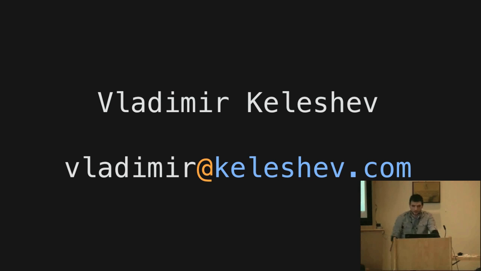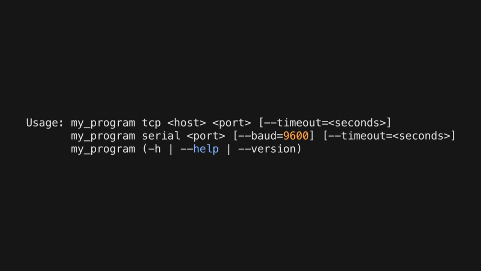So, let's take a look at this example. This is a simple command line interface. Just take a look at it for a second. Glance over it. You can immediately see that it's some kind of communication program. So you can do something over TCP and over serial, and you can pass host and port as arguments to a TCP command, and you can also pass a timeout option. In case of the serial command, you can pass port and baud rate optionally, and the timeout optionally, and also you would expect to get help from it with -h and --help, and you also would expect to get a version of the program with --version.